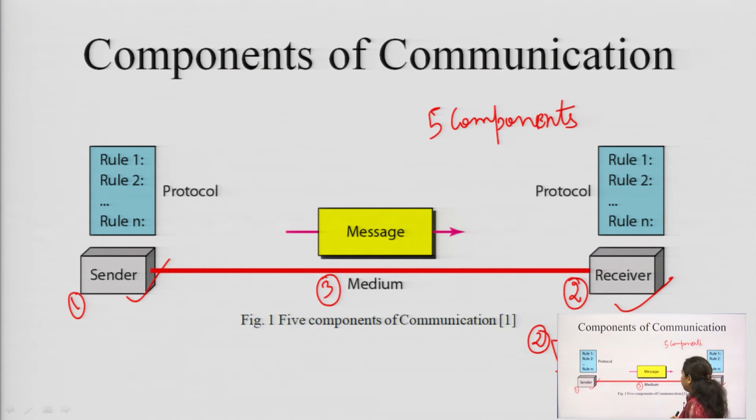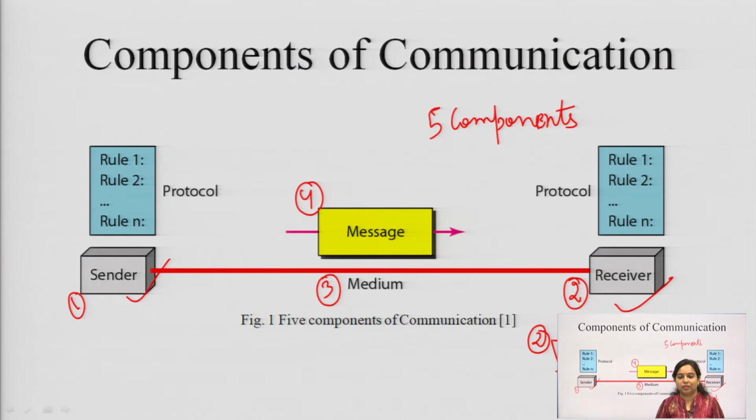Now, the fourth component of communication is the message signal. What is a message? Whatever information I have for transmission, in raw form or in processed form, like data converted into information, is known as the message signal. Now, a message can be a 1D signal, meaning if it is an audio signal, it is a 1D signal.